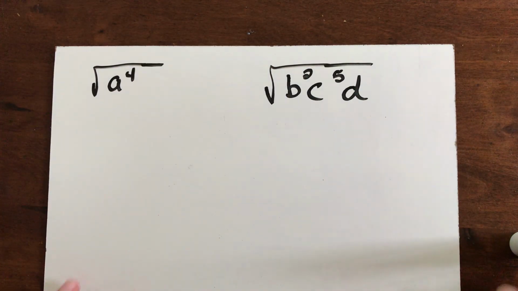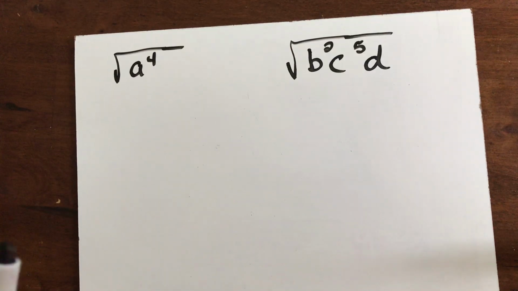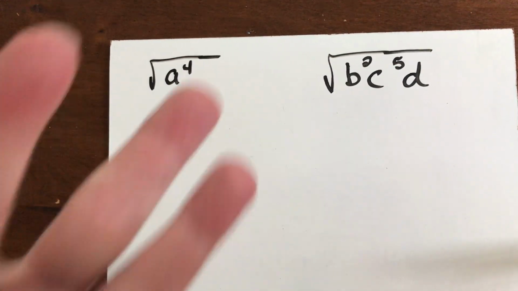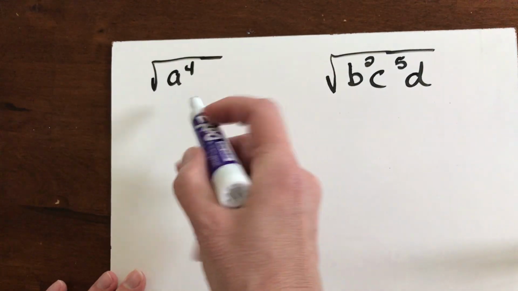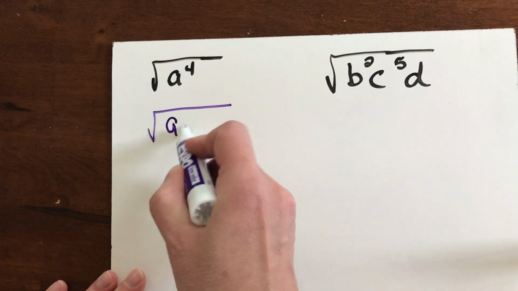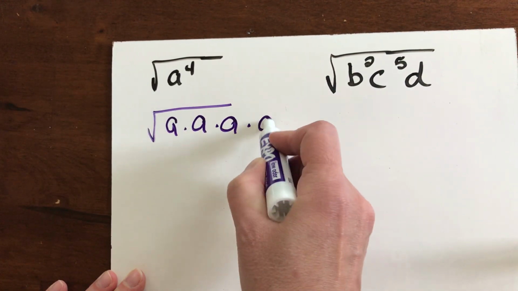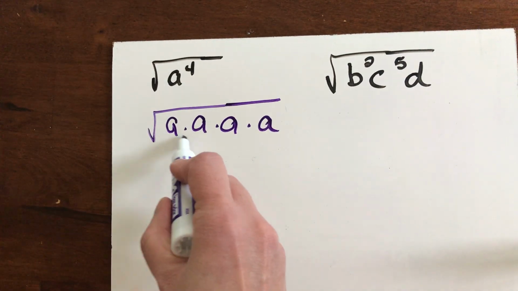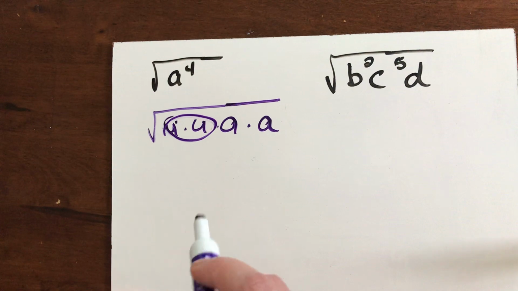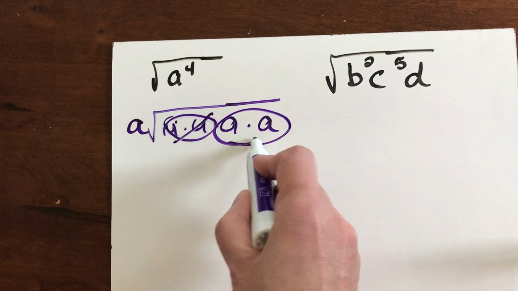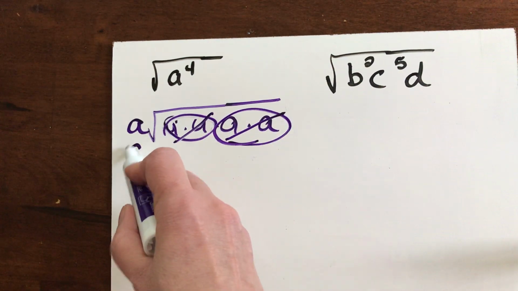Now what if I have letters? Ooh, not that bad. A to the 4, how many A's is that? 4. So what we're going to do is write it in expanded form: A times A times A times A. Now, each pair of A's, A times A, is A squared. The square root of A squared is going to be A.